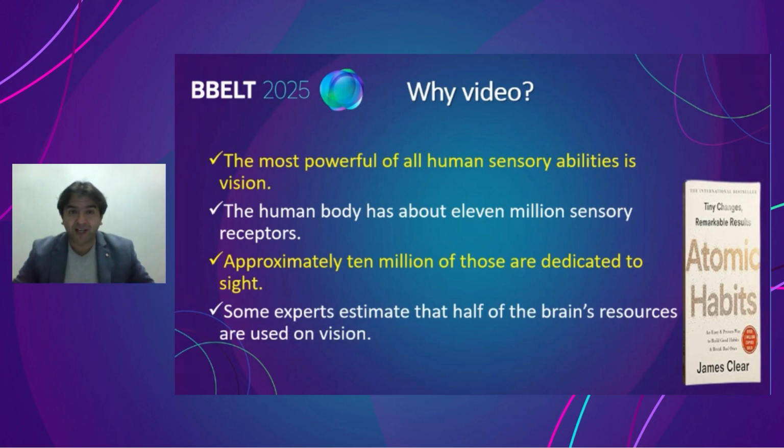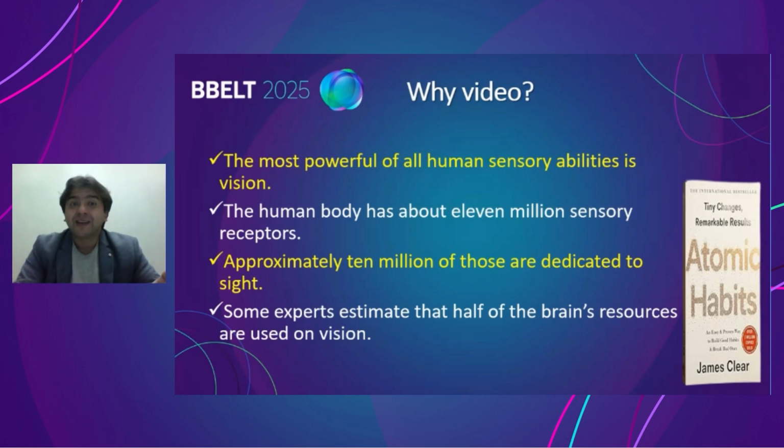Some extraordinary revelations, by the way. Some experts estimate that half of the brain's resources are used on vision. Out of 11 million sensory receptors, 10 million, more than 90% of those, are dedicated solely to vision. So why not leverage that? Why not take full advantage and exploit the natural blessing?